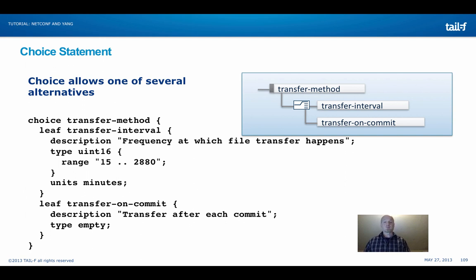So here, there's a choice of transfer method. Either you configure a transfer interval or you configure a transfer on commit. So choices are exclusive parts of the data tree that are explicitly manipulated by the NETCONF client. Big difference from a union data type.